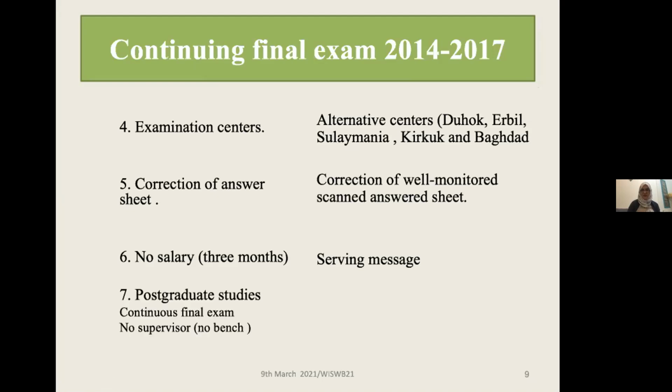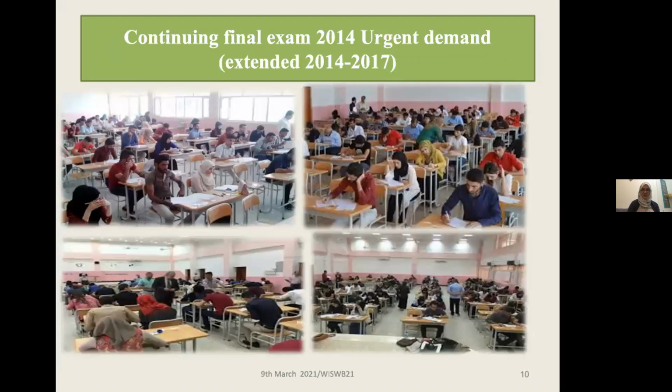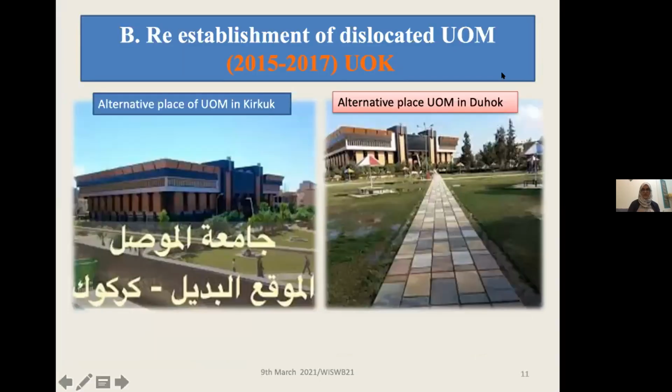Again, the postgraduate students continued final exams with no supervisor and no bench for working. That's why we asked for mutual co-supervisors from KRG, Baghdad, and Kirkuk. And these pictures explain the situation, the education crisis at that time. But again, by cooperation and good support from the universities of KRG, Baghdad, and Kirkuk, we could overcome it all. So we had an alternative place for the first time, whether in Kirkuk, Duhok, or others.